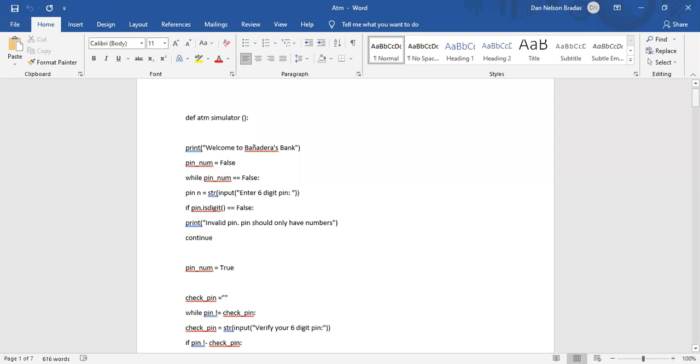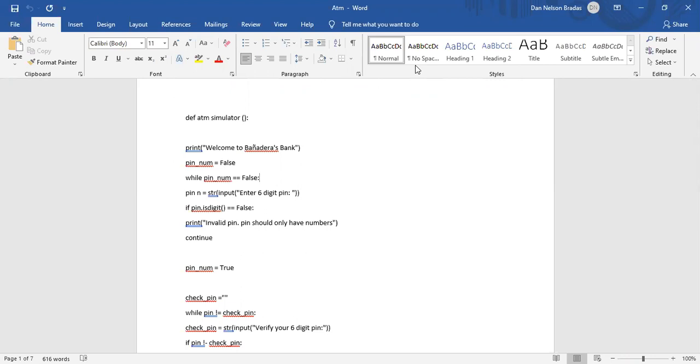Print number equals to false. Pin is equal to string input: enter a 6-digit pin. If pin is digit inputted, the number is equal to false, and print invalid pin, should only have numbers.